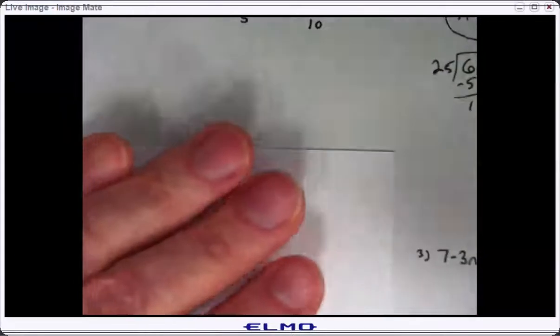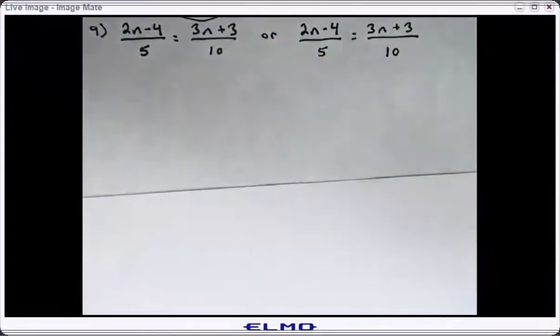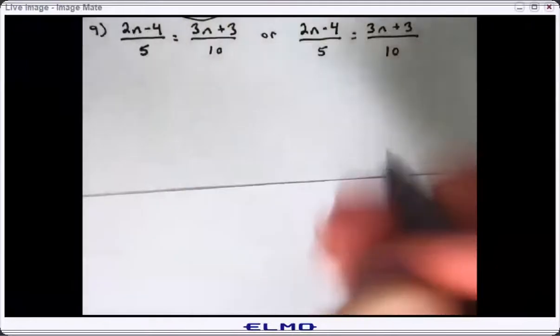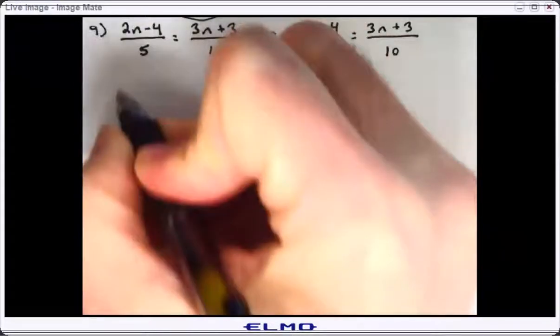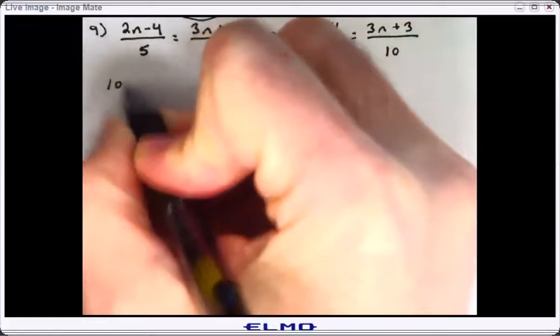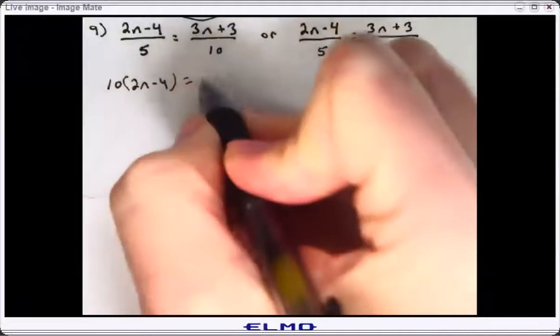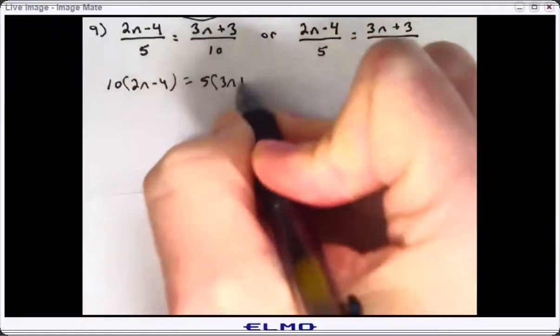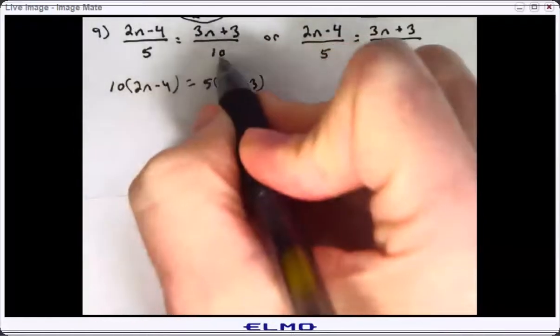And let's do one more. This time, we have an algebraic expression in the numerator on both sides. So when I cross multiply, 10 times 2n minus 4, you do not have to write this step that I'm writing. Just helping people visualize what we're doing. 5 times 3n plus 3. When I cross multiply, I distribute this 10, I distribute this 5. I would have looked up here and done it.